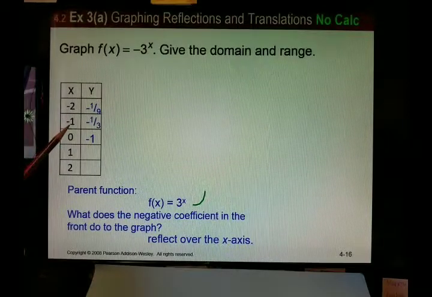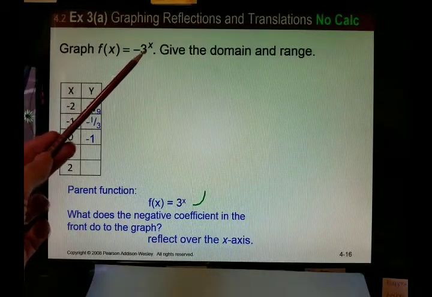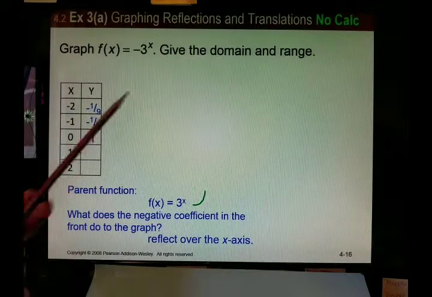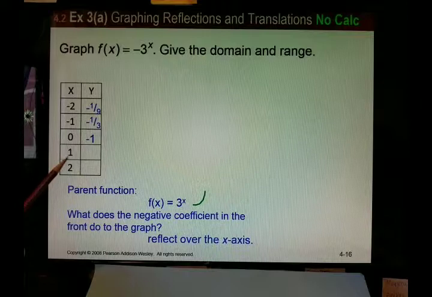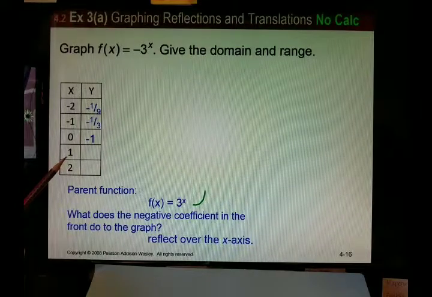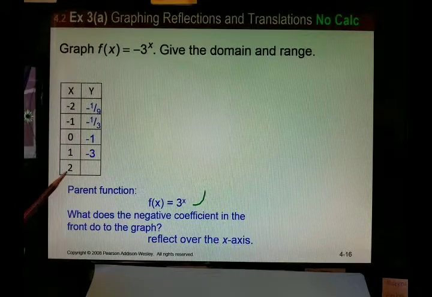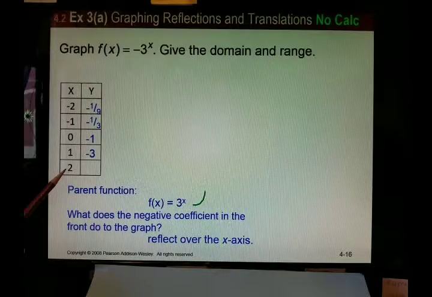3 to the negative 1 would be 1 over 3 to the first power on the bottom to make that a positive exponent. So that's where I got negative 1/3. If I plug in 1, 3 to the first is just 3, and then I have negative 3. 3 squared is 9, and then that's the opposite of it, so negative 9.